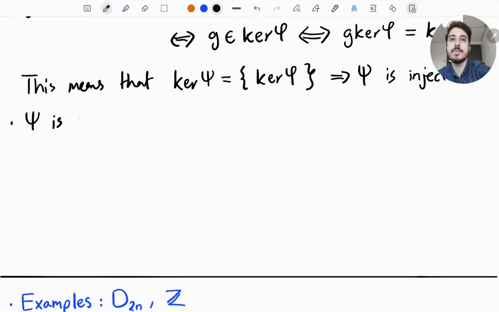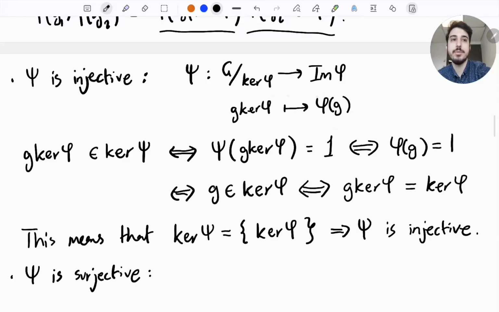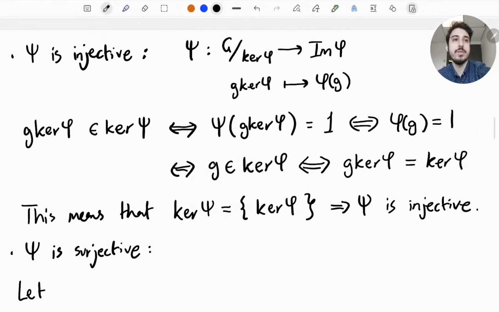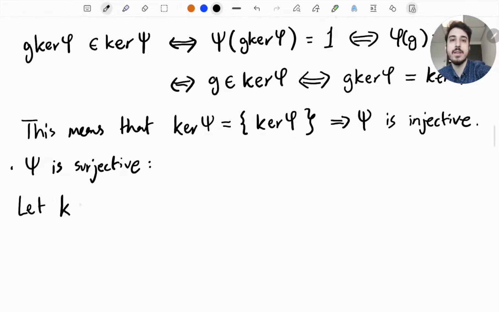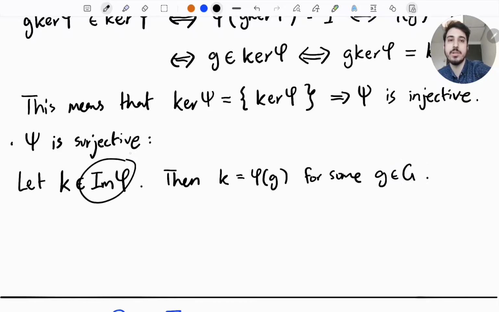Next, we would like to see that psi is surjective. That means every element in the image of psi is mapped to by some element in the domain of psi. So now we need to see a random element in the image of phi. Let k be an element in the image of phi. Then, because k is in the image of phi, it is mapped to by some element in g. k is equal to phi of g for some element g in g, because it is in the image of phi.